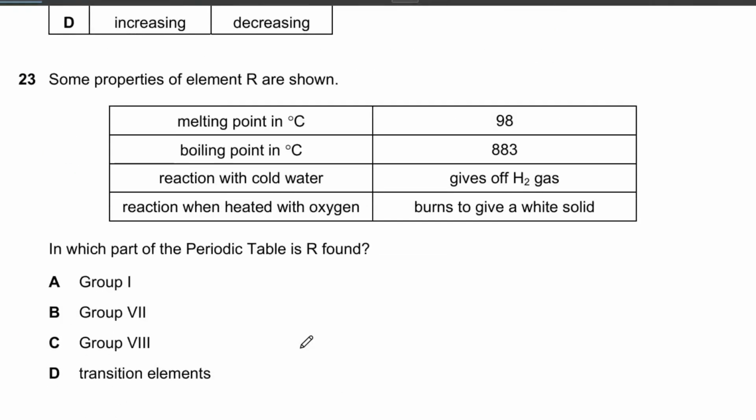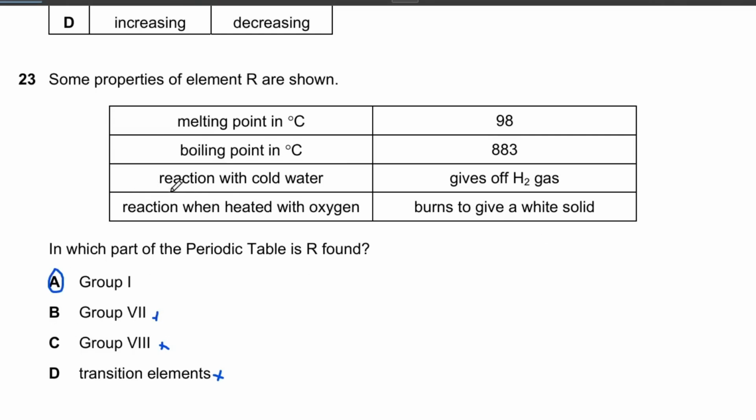Question 23. Some properties of element R are shown. We have the melting point, boiling point, reaction with cold water, reaction when heated with oxygen. In which part of the periodic table is R found? From these properties, we can see the melting point is 98. Since the melting point is 98, it is not a transition metal, as those have a higher melting point. And obviously, it's not group 8 because it should have a lower melting point. Group 7 also has non-metals, which should have a lower melting point. So that leaves our answer to be A.